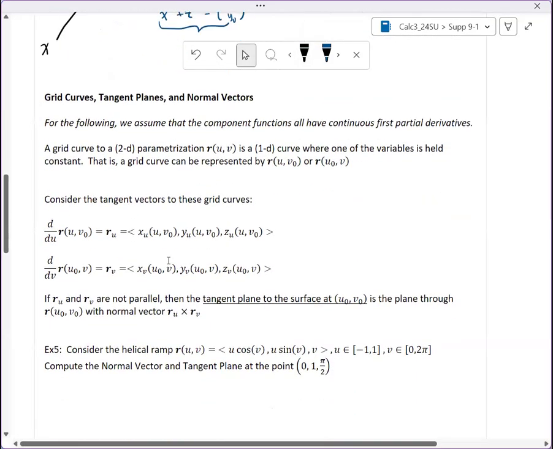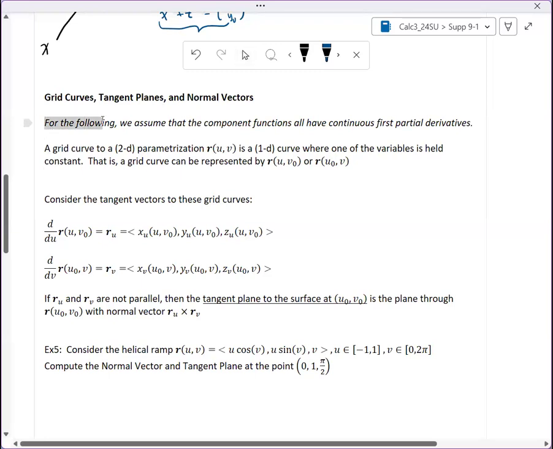Okay, so moving on to the next topic then. Now that we have a basic idea of the algebraic and geometric structures of parameterized surfaces, let's take a look at the calculus of such surfaces. So we have the idea of grid curves, and then of course, tangent planes and normal vectors.